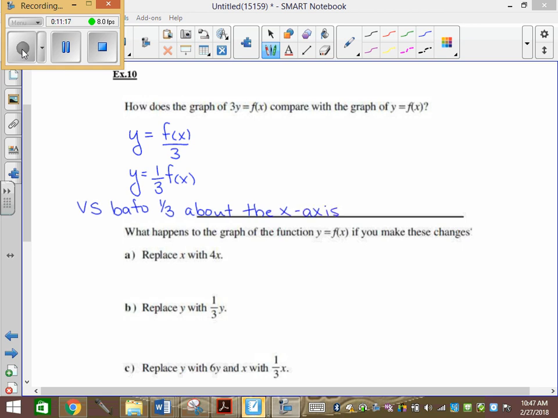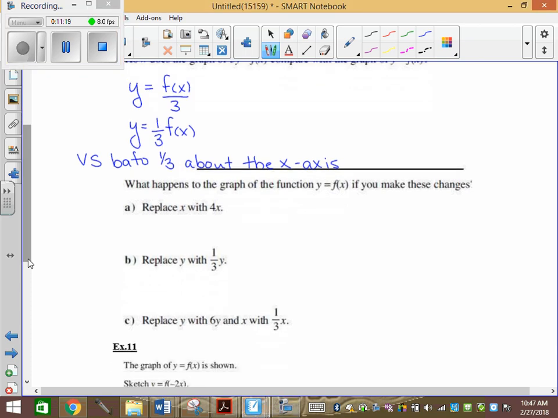Okay, we have some replacement notation. What happens to the graph of the function y equals f of x as you make these changes? So you replace the x with 4x. You take the x, you rip it off your paper, and you input 4x. So we have y equals f of 4x. What kind of stretch? Horizontal, by a factor of 1/4 about the y-axis.